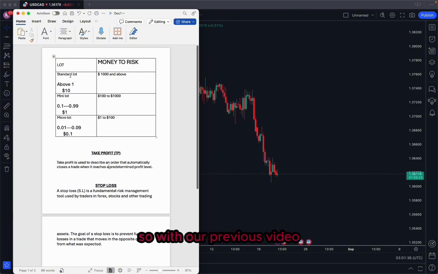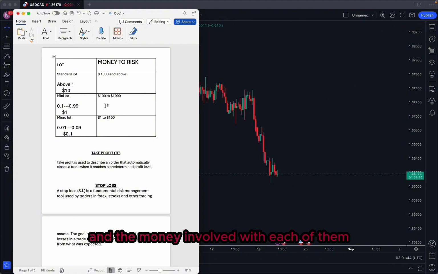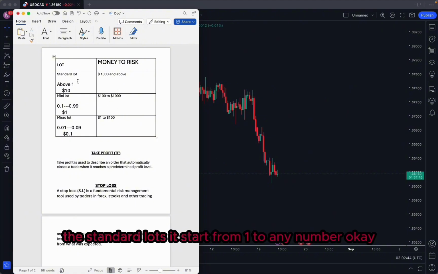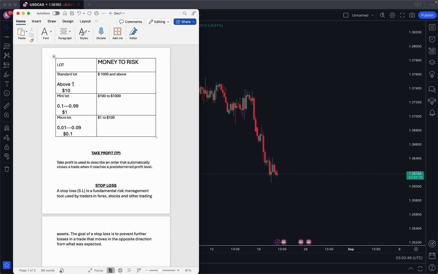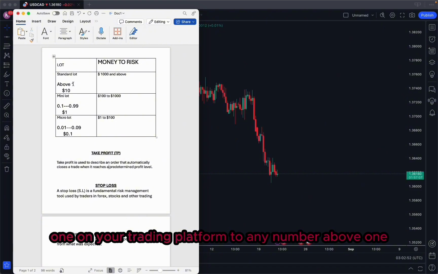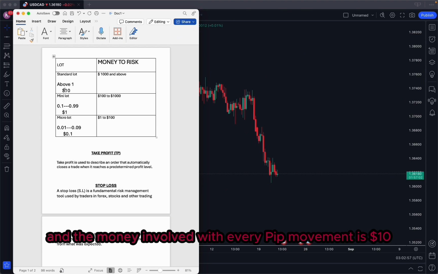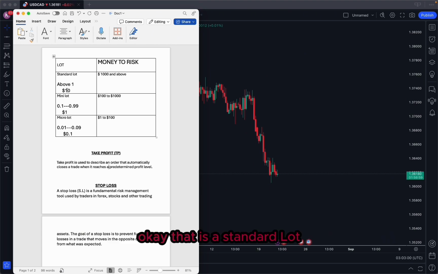With our previous video, we talked about the standard lot, the mini lot, the micro lot, and the money involved with each of them. We know that the standard lot starts from 1 to any number. So if you enter 1 on your trading platform, or any number above 1, that is your standard lot, and the money involved with every pip movement is $10. That is the standard lot, and we talked about it in our previous video. So if you have not watched it, then I suggest you go and watch it.